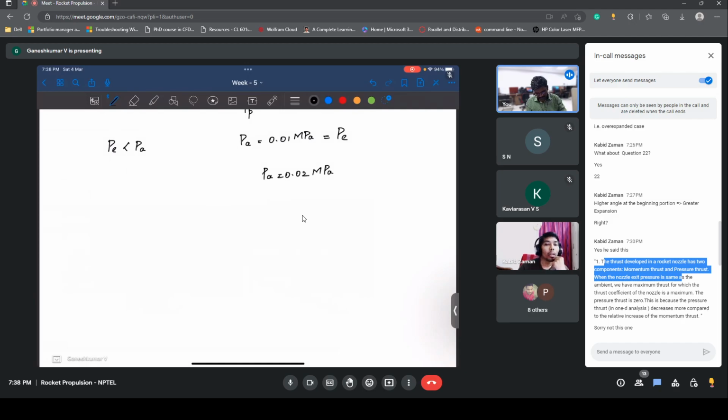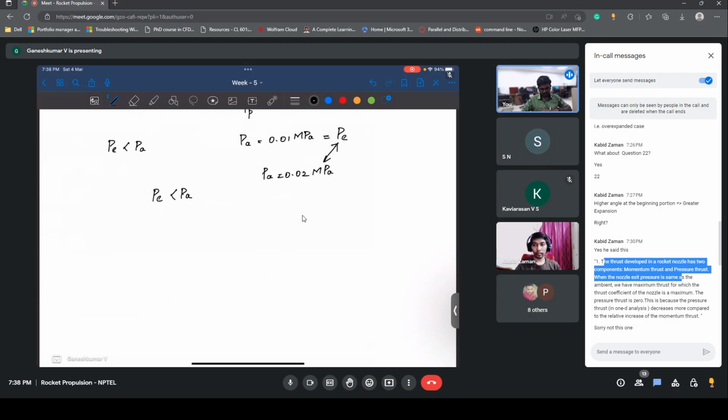So if you compare these two, here PE is less than PA, right? My nozzle will have an exit pressure of 0.01 megapascal, but my ambient is 0.02 megapascal, which means compared to ambient, I have expanded more. That's why it's an overexpanded nozzle. Is that clear? Okay, yeah, I got it now.